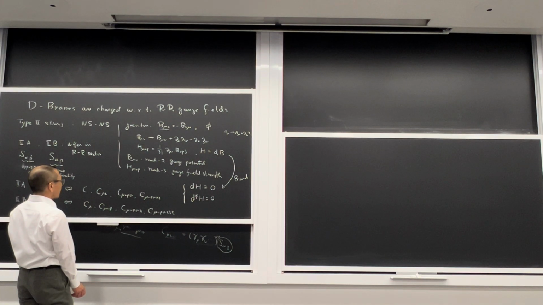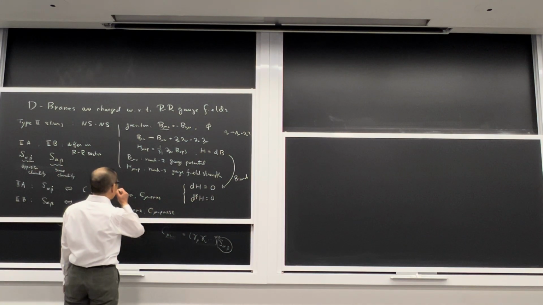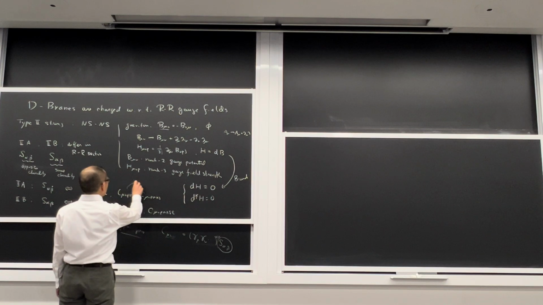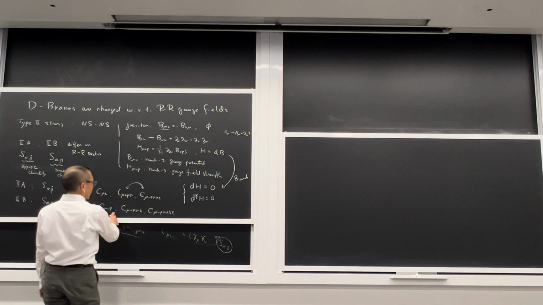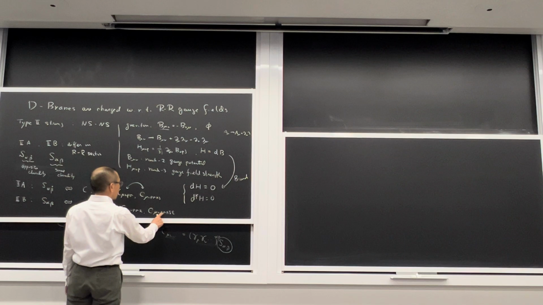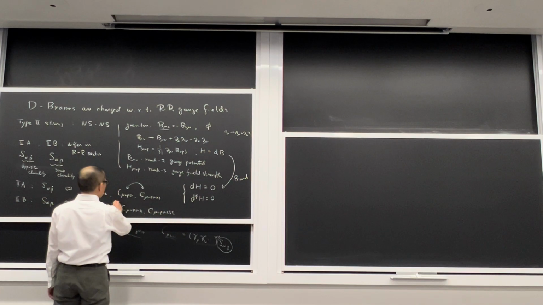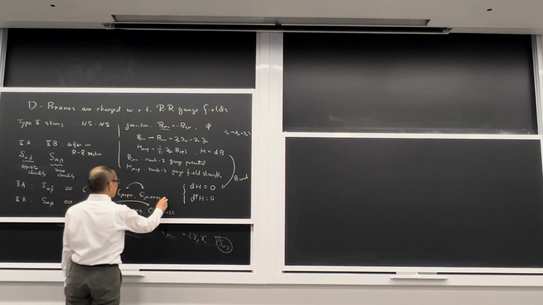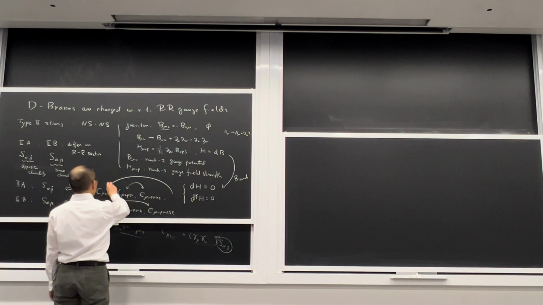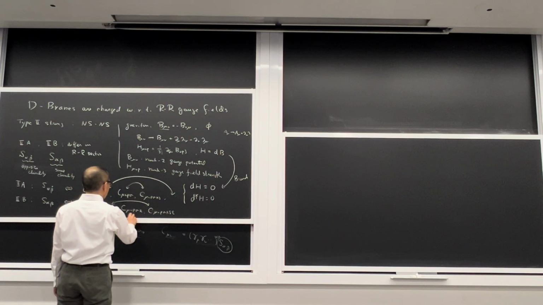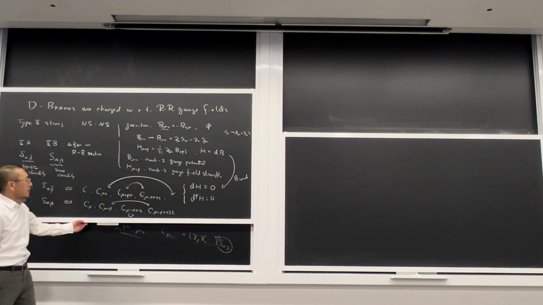So let's see how it works. For example, these are dual to each other. And so 1, 2, 3, 4, 5, 6, 7. So these are dual to each other. And then there is another one waiting here, which is dual to each other. And then this is self-dual. Okay?